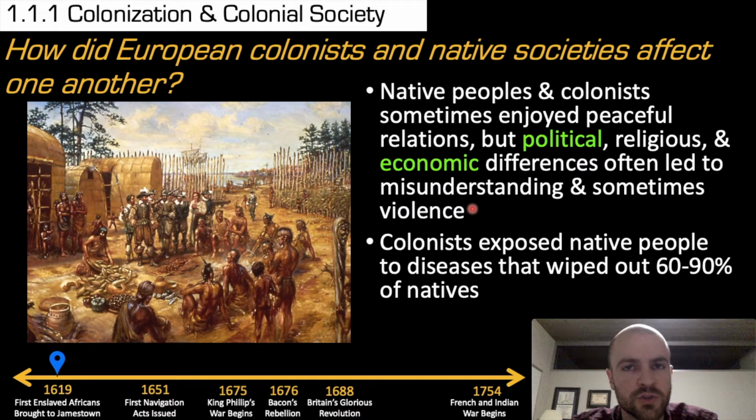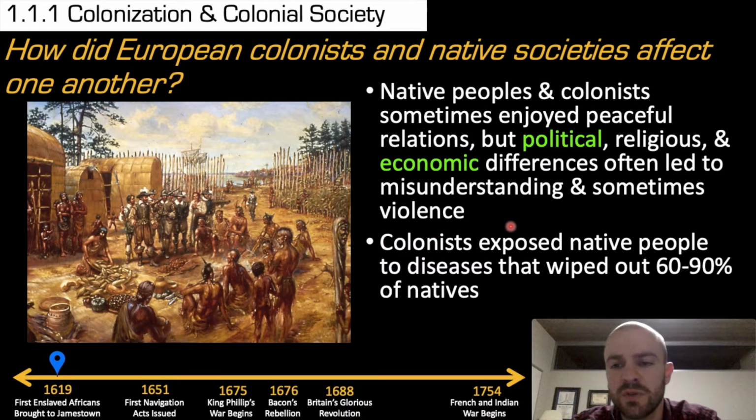And once again, I want to underscore the point that there were thousands of different native nations existing at this time, and every one of these nations had different relationships with the European colonists. So I don't want you to think that just one native experience can be generalized for all native groups. That's not the case. Some native groups got along with the colonists. Other native groups very much went to war with the colonists.